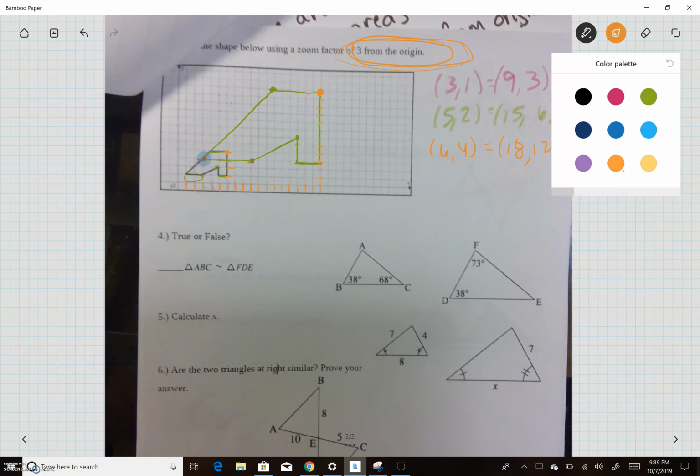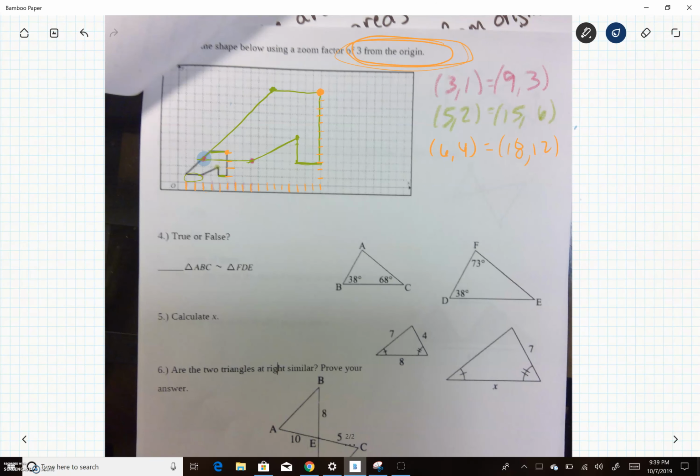All right, you guys, so we are back and on to question 4. True or false, is triangle ABC similar to FDE? So, ABC similar to FDE.